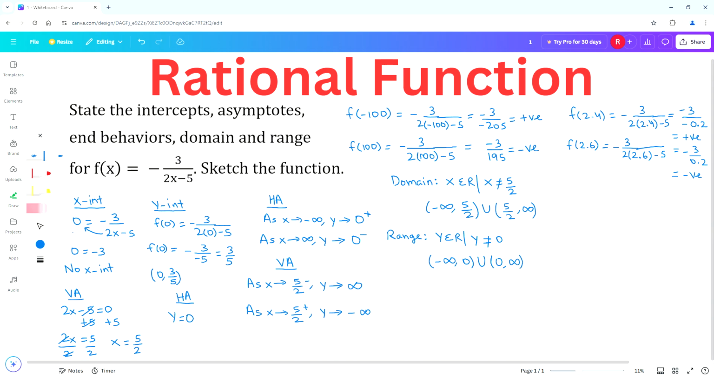Now we can use all of this information to sketch the function. Let's start with the intercept. There is no x-intercept and the y-intercept is at 0.6, so somewhere here. The horizontal asymptote is on the x-axis. The vertical asymptote is at 5/2 or 2.5.